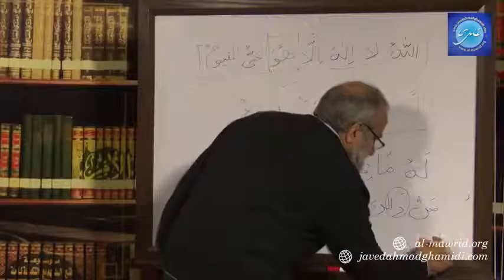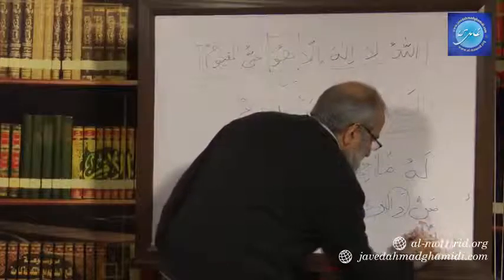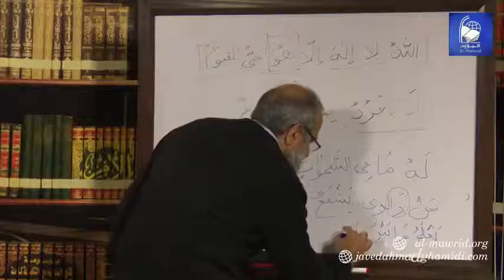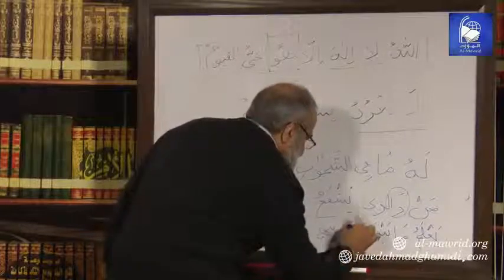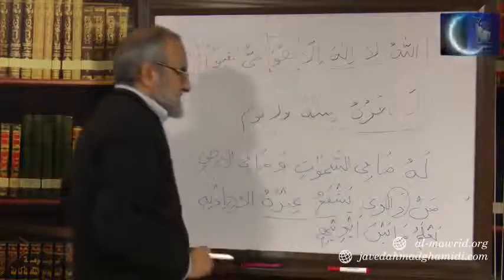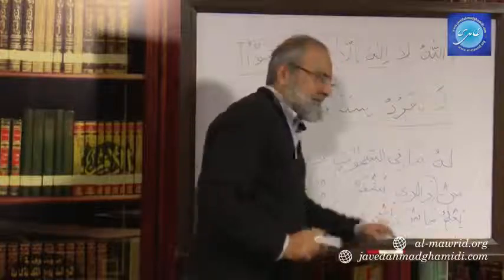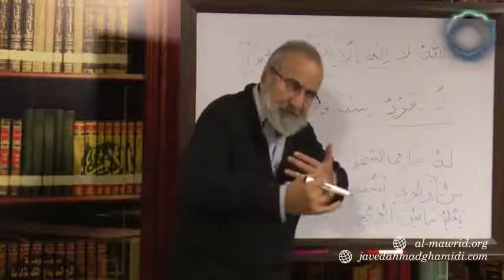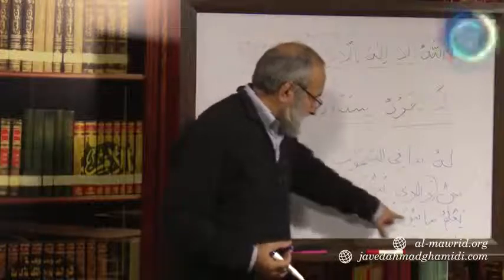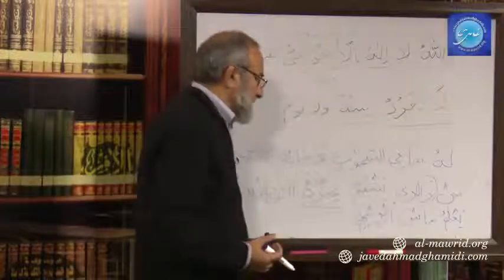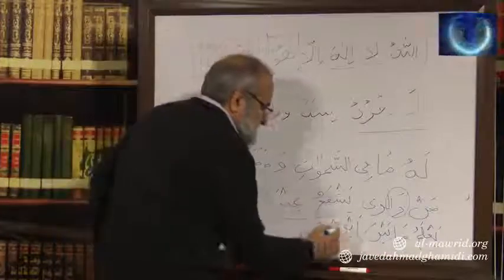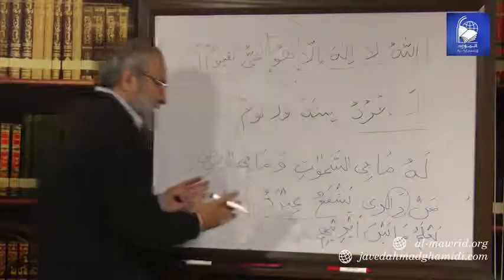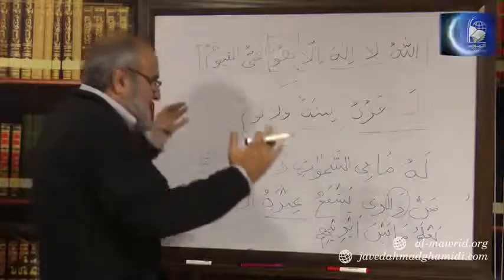Ya'lamu, he knows, ma bayna aydihim. Now he knows ma, whatever is, baina aydihim. Baina is again taking nasab because it's zarf-e makan. Whatever is between, that is like inda. And because it's muzaf also, it is taking one harakat. Why is it muzaf? Because it's baina aydihim, their hands between. Ma baina aydihim, whatever is between their hands.